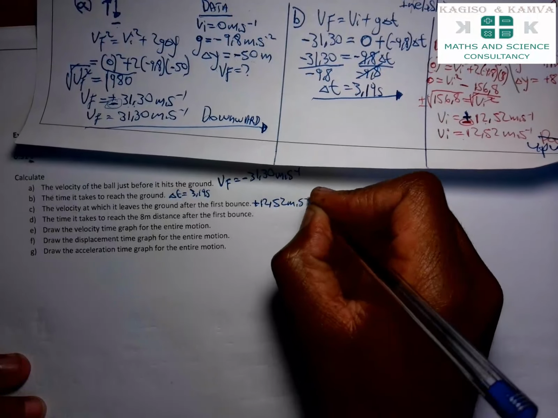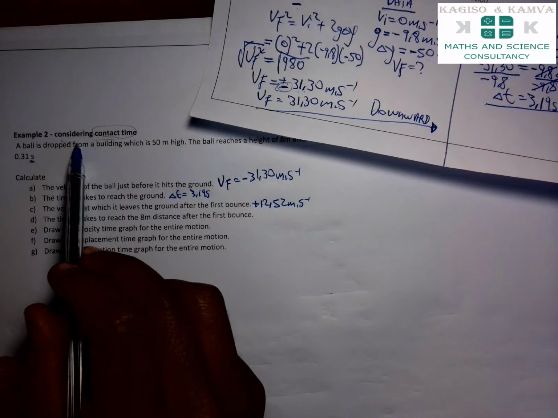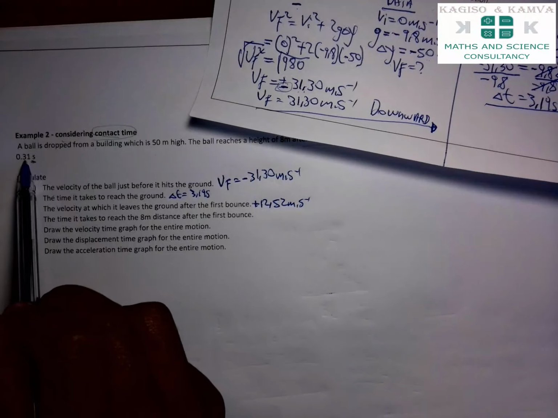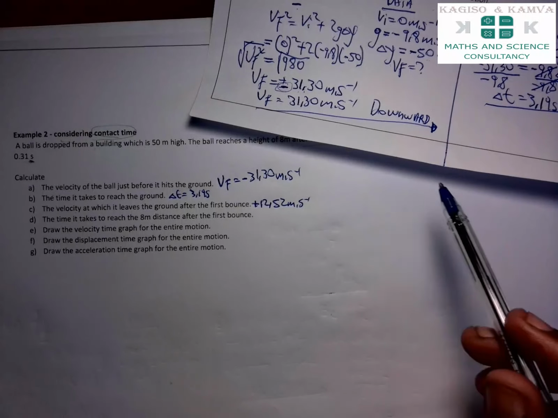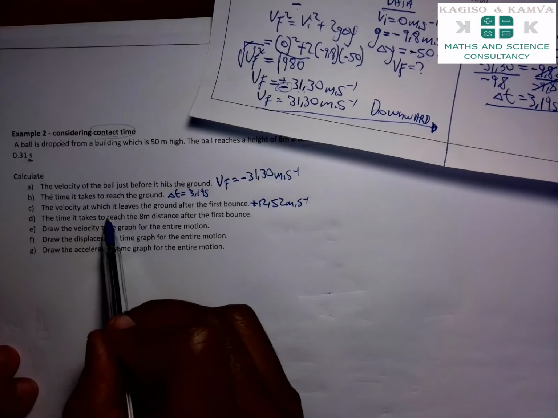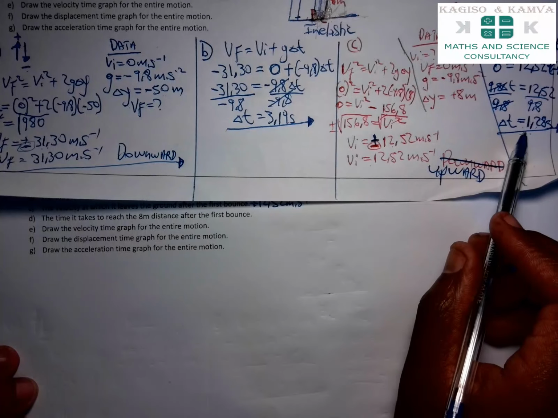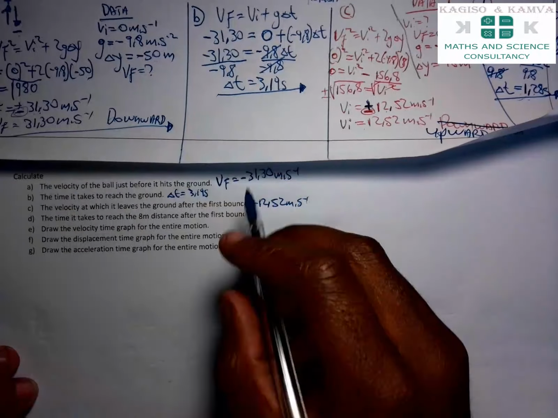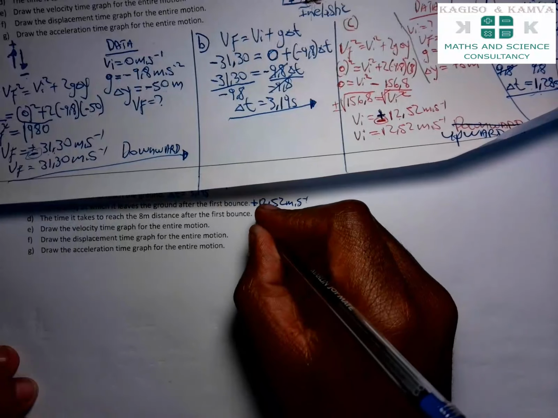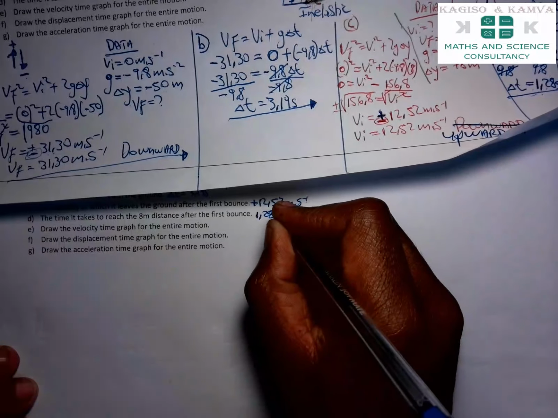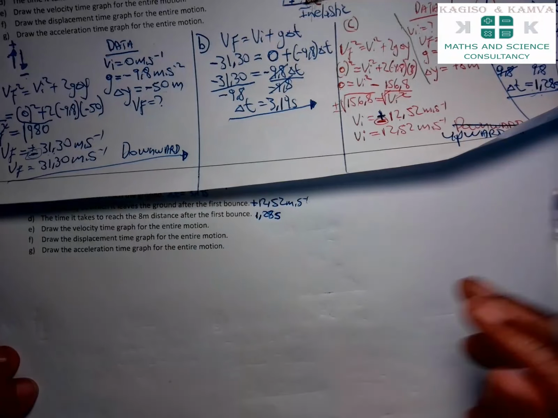That is positive 12.52 meters per second. Because now I want us to understand how we are going to plot our graphs when there is contact time. So we don't have to recalculate these things because we already have them here. The time it takes to reach the 8-meter distance after the first bounce, it took 1.28 seconds. Okay, now draw the velocity time graph for the entire motion.